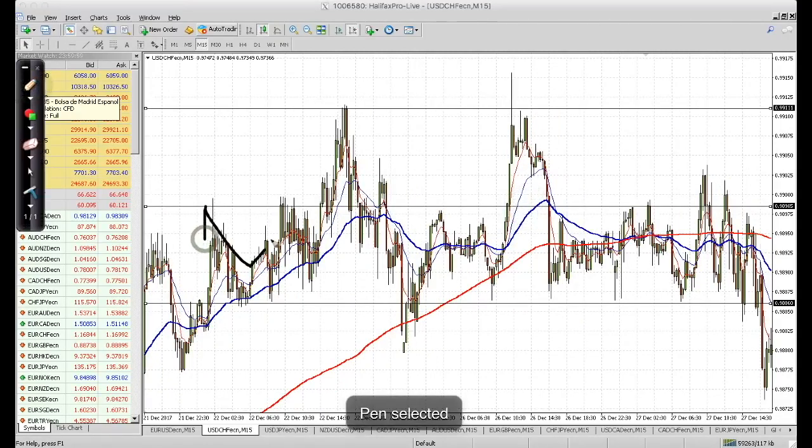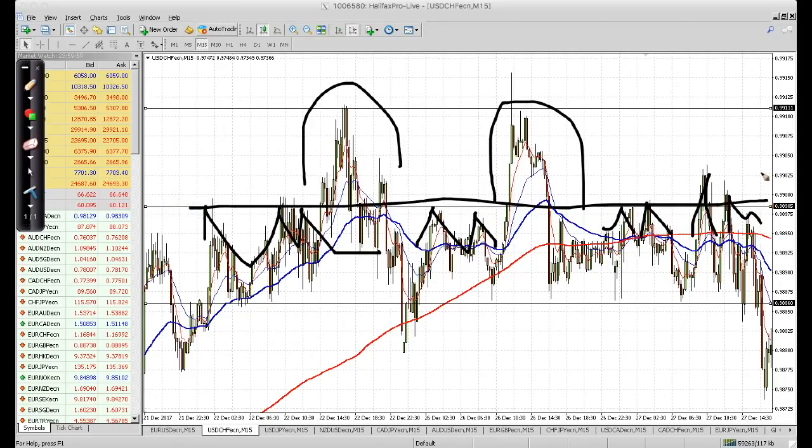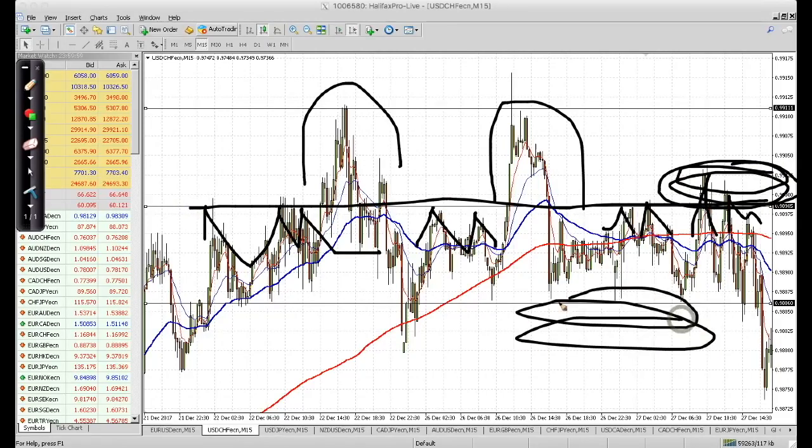So resistance, resistance, resistance. It broke above the resistance, then resistance again, broke above it, resistance again. Very strong resistance levels. Tells you sellers were waiting there. Buyers were waiting there, okay?